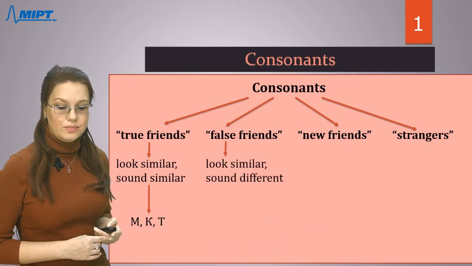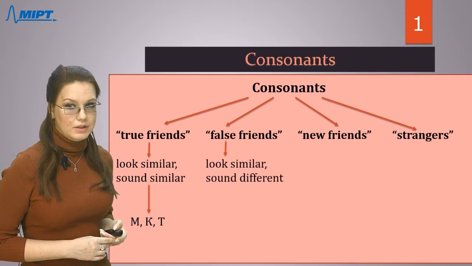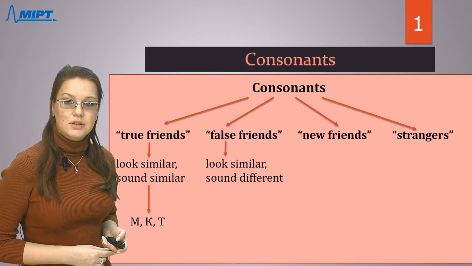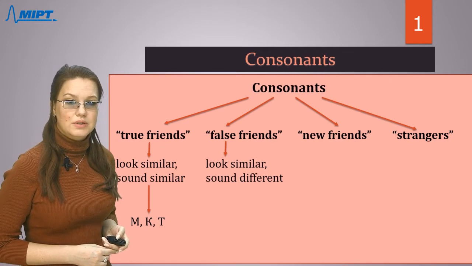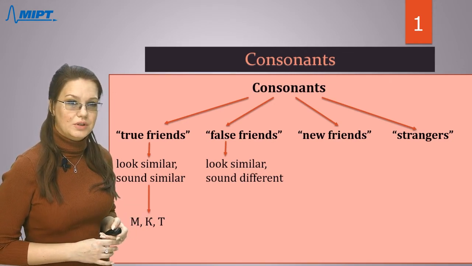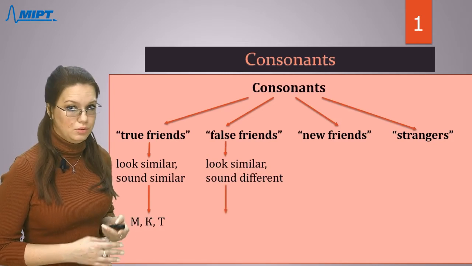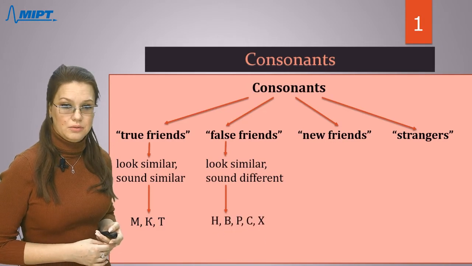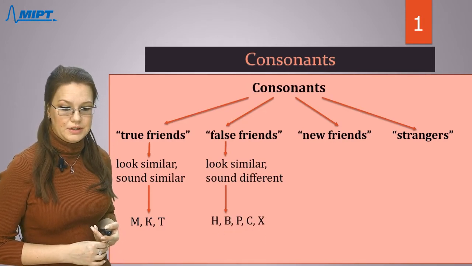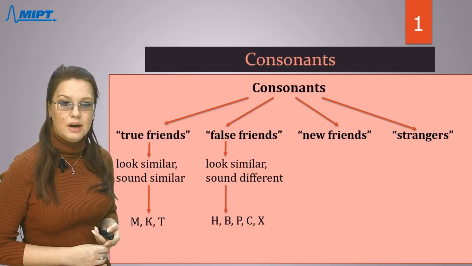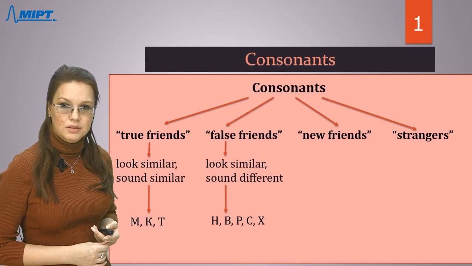False friends. It means that they look similar like English letters, but they sound different. I say once again, be extremely careful with this group of consonants because you may be confused. So we need to memorize how do they look like and how do they sound. So this is the letters N, V, R, S and H. And sounds are N, V, R, S, H.